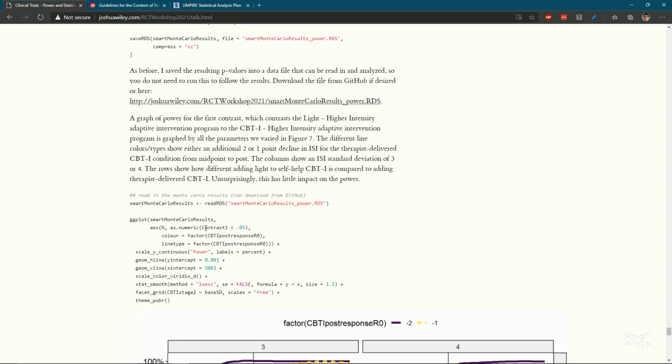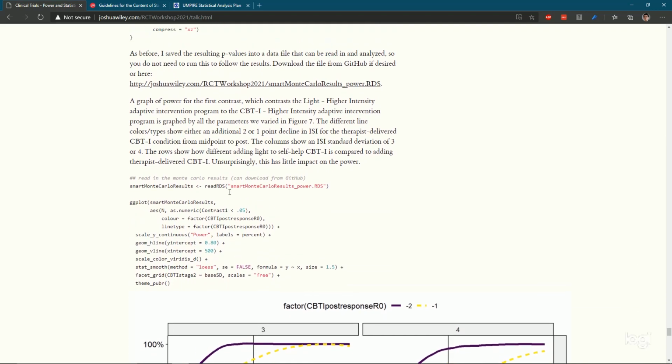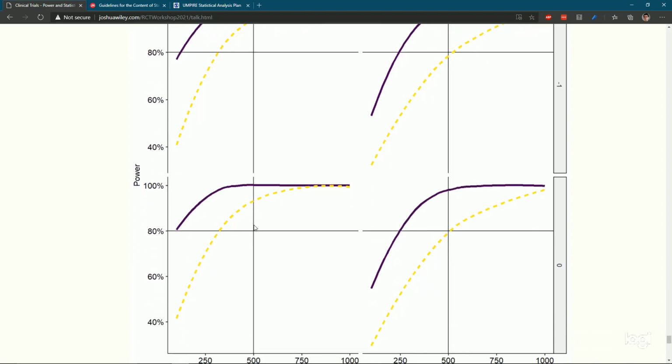And it works pretty much the same way as before. Here I'm focusing on contrast 1. I actually have all the other contrasts, so if I wanted to know what our power was for any of the other pairwise contrasts under the assumptions that I made, we could just swap contrast 1 here for one of those other contrasts. And now we've got this graph.